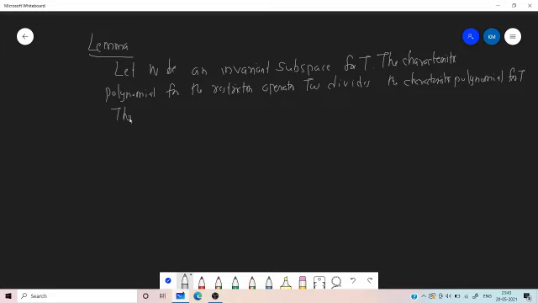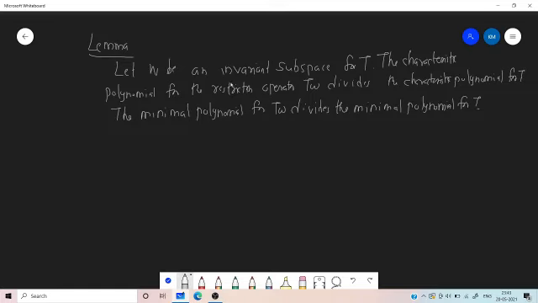Also, the minimal polynomial for TW divides the minimal polynomial for T. We have this lemma.